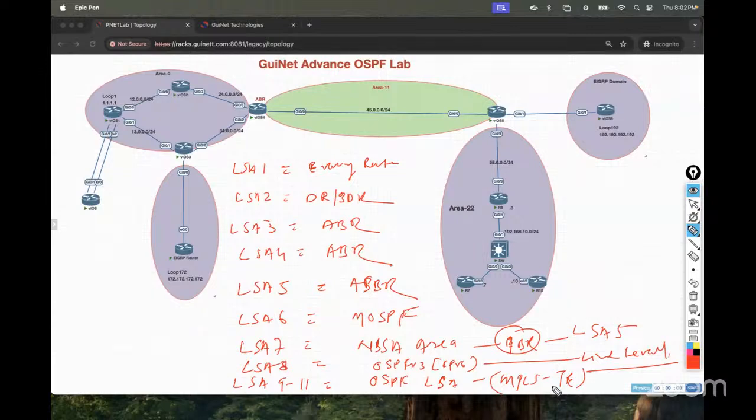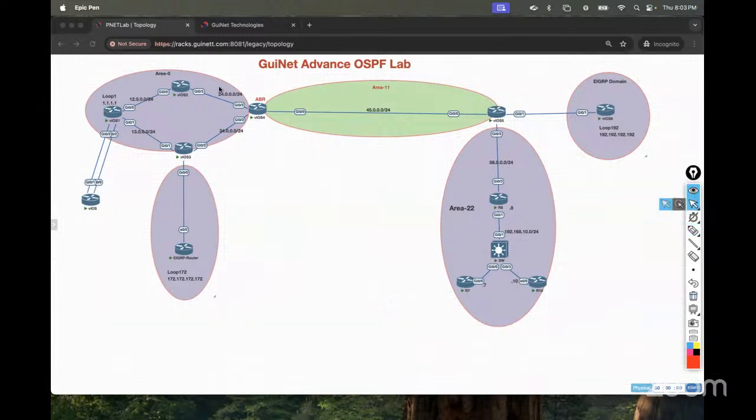So this is all about the LSAs, guys. I hope this session is useful. Next, what are we going to do? We are going to do the configuration of all these labs step by step. I'll configure neighborship and demonstrate how OSPF actually looks on the router side and how it is translated.